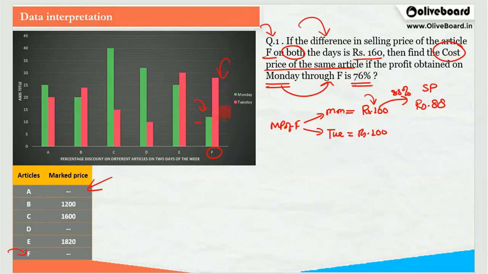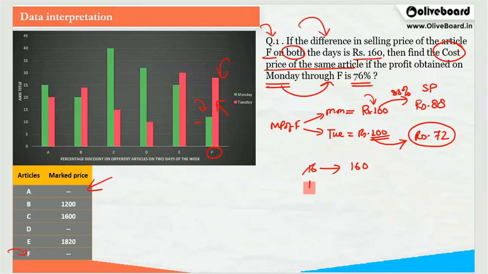Likewise, if you look at the discount percentage on Tuesday, it is 25, 26, 27, 28. So here 28% discount is being provided. If 28% is the discount, then it is selling at 72%. Now 72% of 100 is rupees 72. This is the selling price of article F on Tuesday, and the difference between them is rupees 160. So if I take the difference between them, it is 16. So I can say that 16 parts is rupees 160.